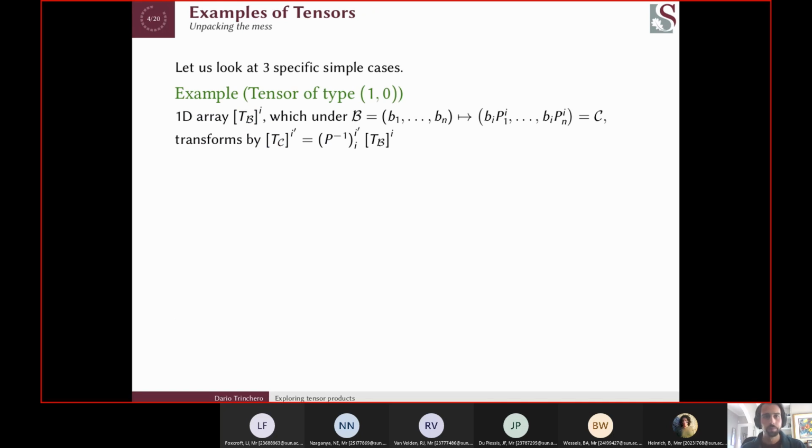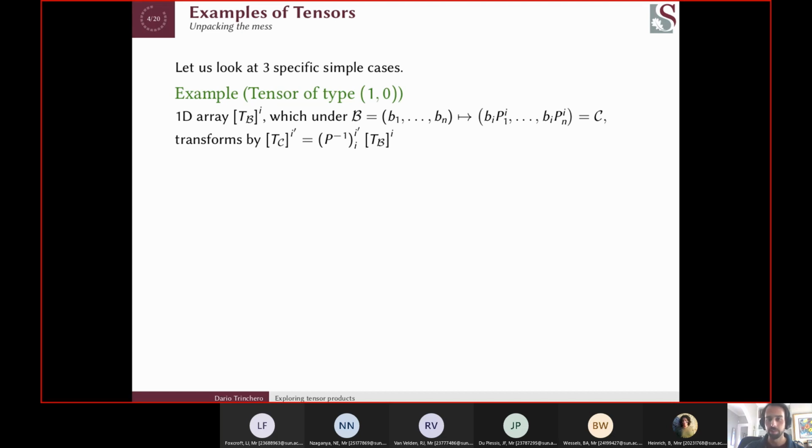Okay, so the first one is let's look at a tensor of type 1, 0. So P is equal to 1, Q is equal to 0. So I've copied down the definition again in the specific case. So in this case, it's a one-dimensional array indexed by a basis and with a superscript I, or I1 if you prefer, which under a change of basis transformation transforms according to this law. Okay, take a second.